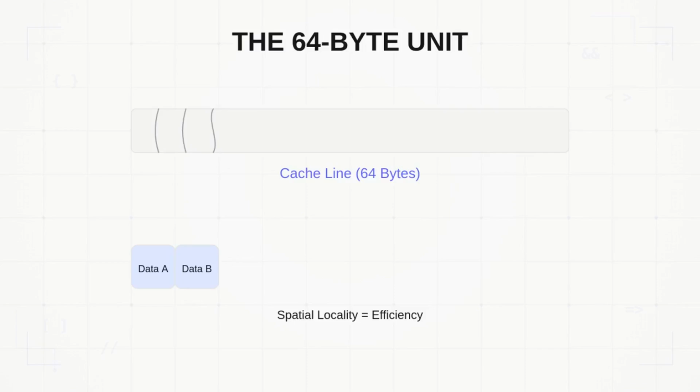However, object-oriented programming tends to wrap data in classes and instances. In many languages, these instances are allocated individually on the heap. This means that two objects that are logically next to each other in your list might be thousands of bytes apart in physical RAM. This brings us to the core problem: pointer chasing.